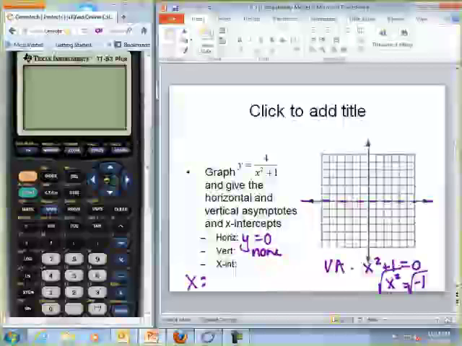X-intercepts are found by setting the top equal to 0. When does 4 equal 0? It doesn't. So that means that there are no x-intercepts. This graph will never cross the x-axis.